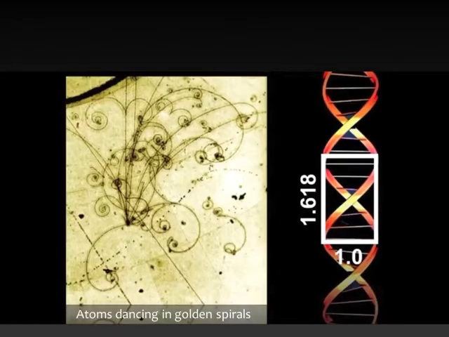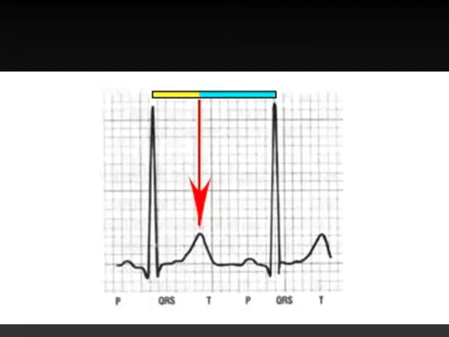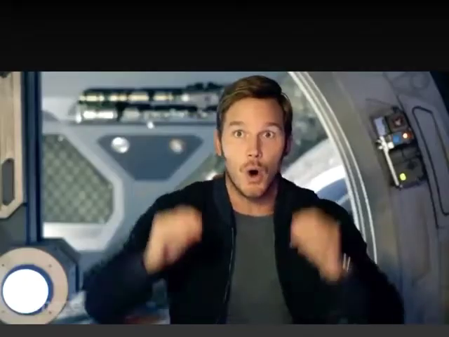The golden ratio sequence is even in the helix of our DNA, and it forms the very rhythm of our heartbeat pattern. This is pretty amazing if you ask me. The universe is an incredible place.